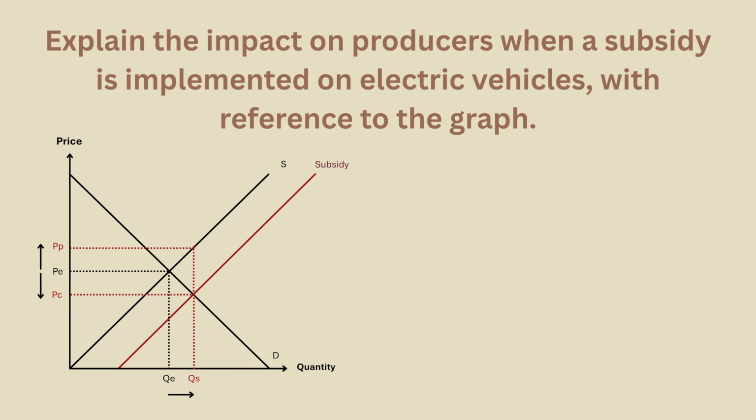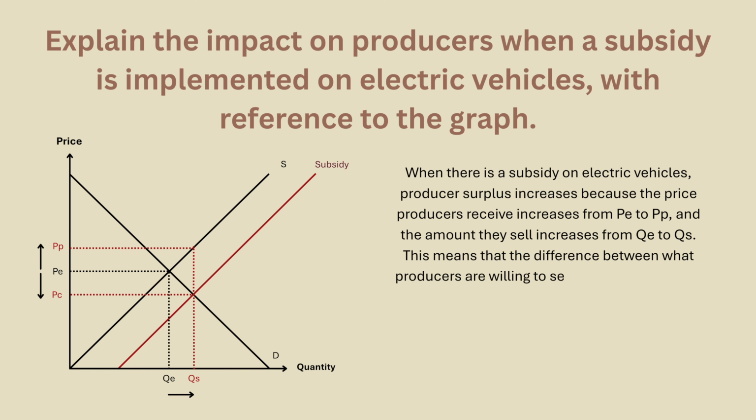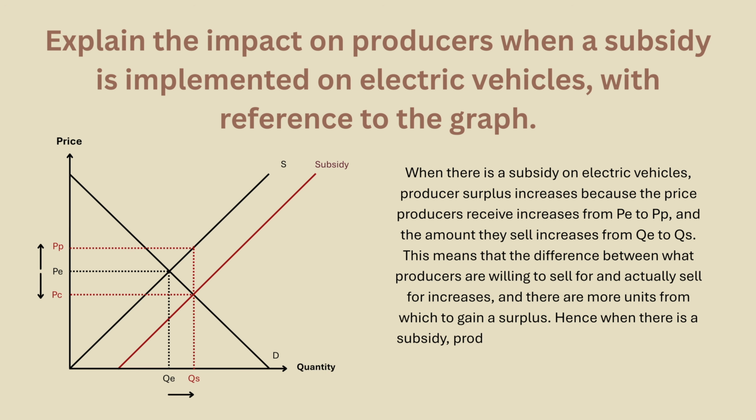Explain the impact on producers when a subsidy is implemented on electric vehicles with reference to the graph. When there is a subsidy on electric vehicles, producer surplus increases because the price that the producers receive increases from PE to PP, and the amount that they sell increases from QE to QS. This means that the difference between what producers are willing to sell for and actually sell for increases, and there are more units from which to gain a surplus. Hence, when there is a subsidy, producer surplus increases. So subsidies for electric vehicles is good for producers as well.